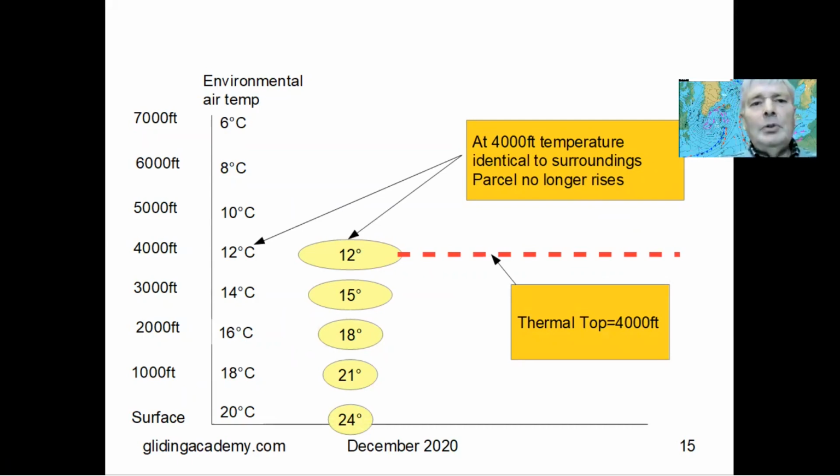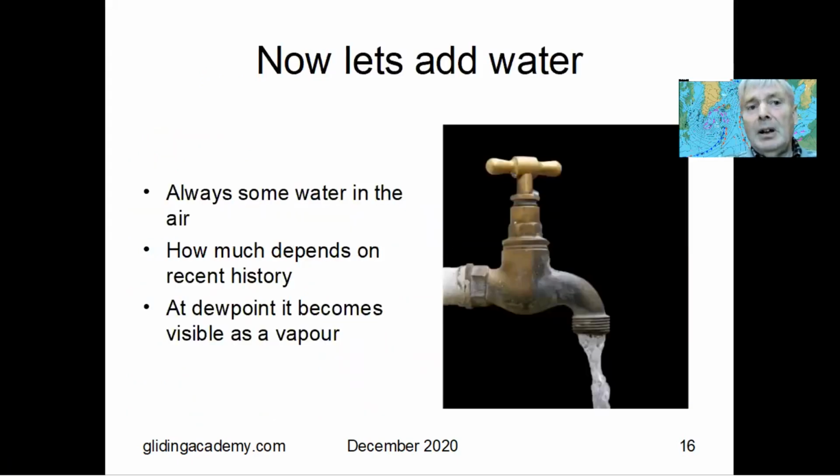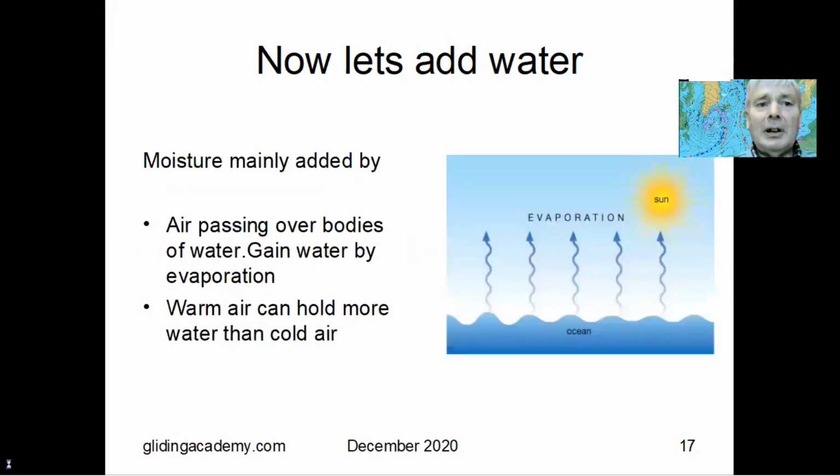Now what I'd like to do is move on from here and talk about what happens if we look at the dew point, because that hasn't been mentioned here. Now the air always has some water in it, always. Now the question is, is it saturated? So therefore can you see cloud, or is it not saturated? How much water is in it depends on its recent history. So water is absorbed into the air by evaporation mainly.